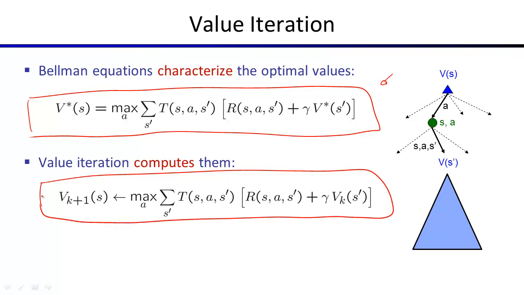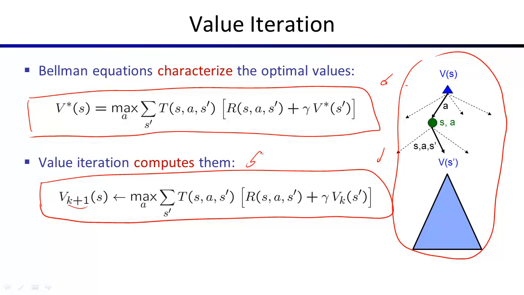Vk here is the optimal value if there are only k time steps left. We assume we have Vk available, and this equation then tells us how to compute Vk plus 1. The optimal value with k plus 1 time steps left, starting from state S, is something we can compute from this expected max tree on the right over here. That's exactly the equation we have over here.